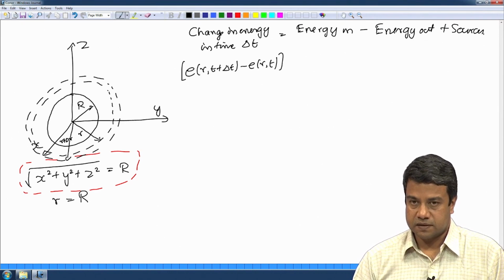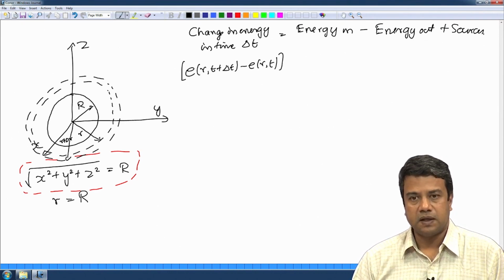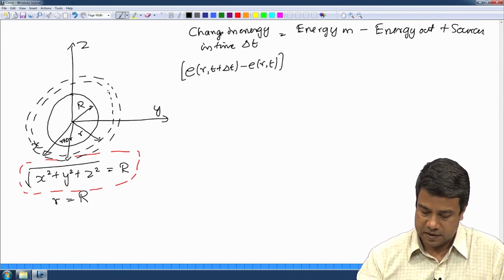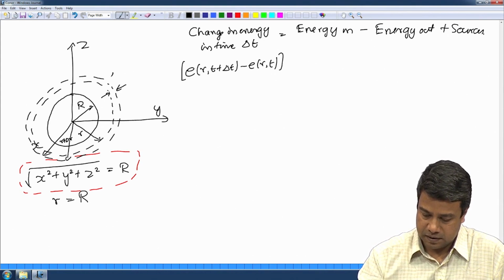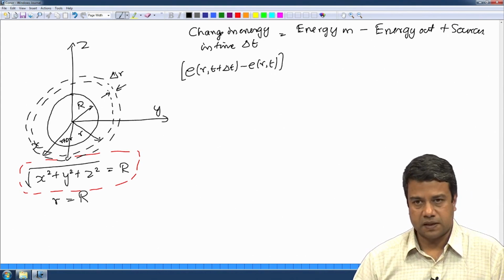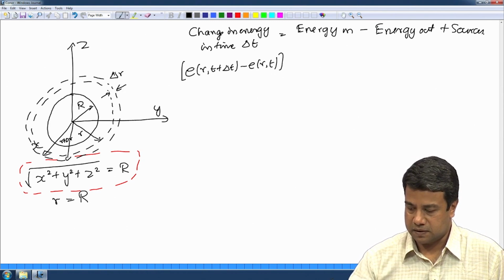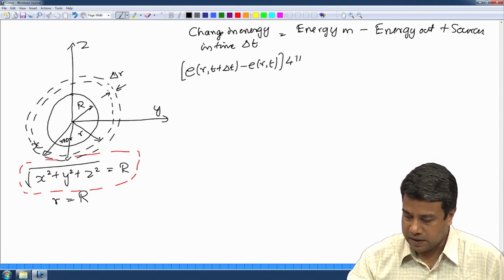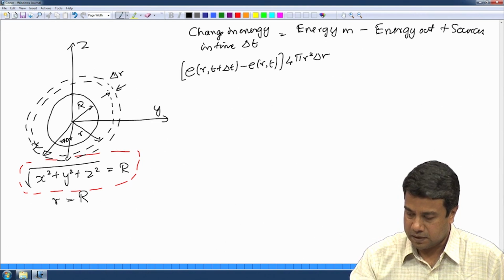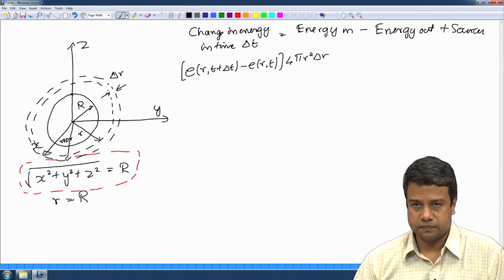What is the volume of this spherical shell? It is equal to the surface area times this distance delta r. The volume is equal to the surface area times the distance delta r. So this is going to be equal to 4 pi r square delta r. That is the volume.